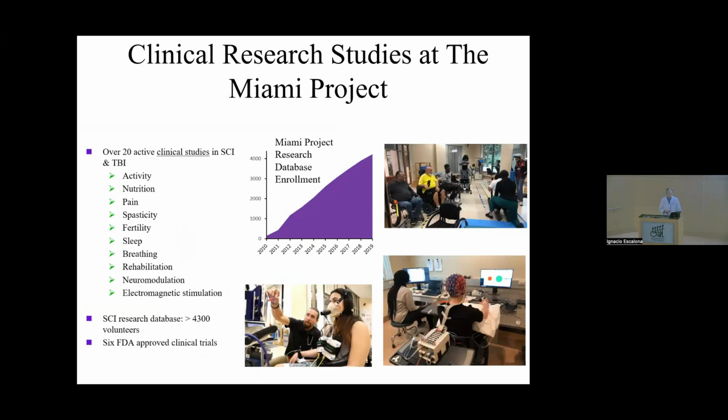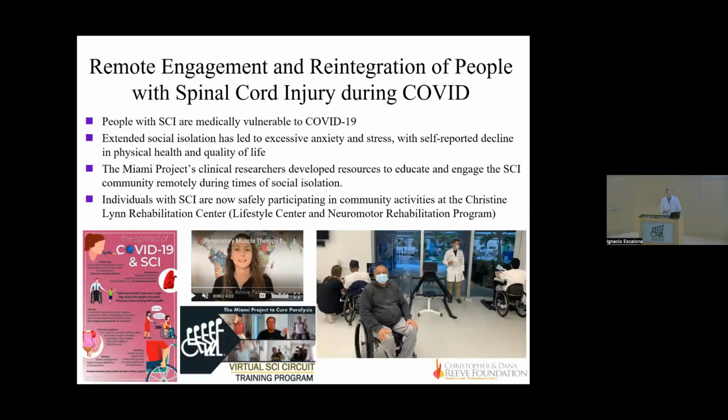This is our clinical research outreach programs, and we have about 20 active clinical studies: activity, nutrition, pain, spasticity, fertility, sleep, breathing, rehabilitation, neuromodulation, electromagnetic stimulation. So we've got a lot of things going on. There's a lot of quality of life issues that these people want us to look at. During COVID, we did a lot of that work at home.